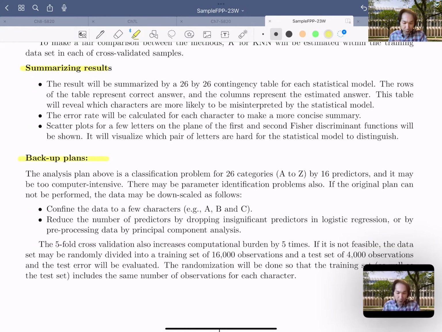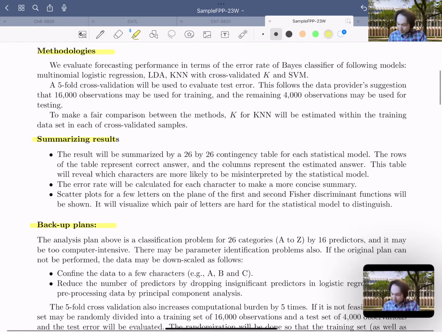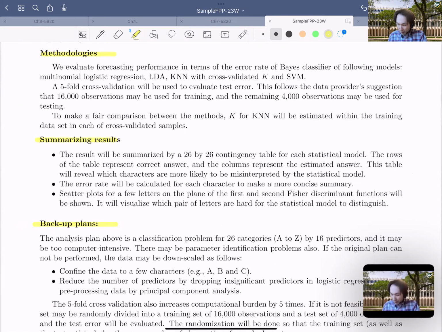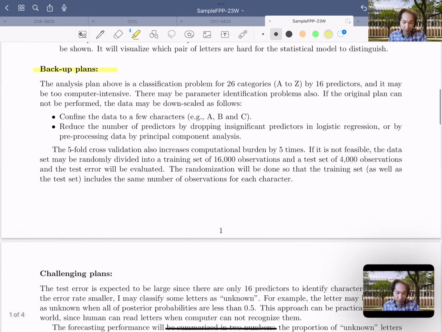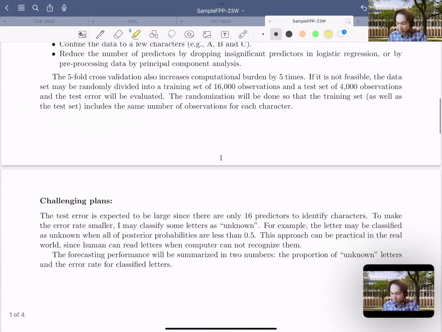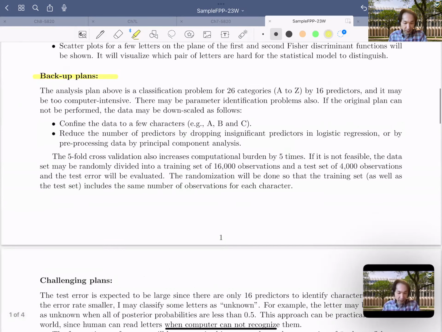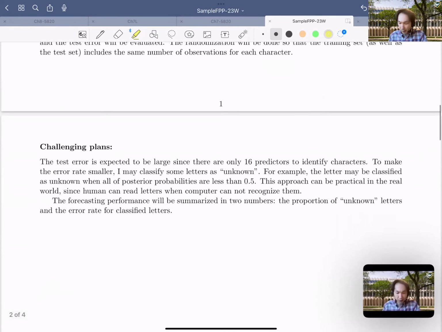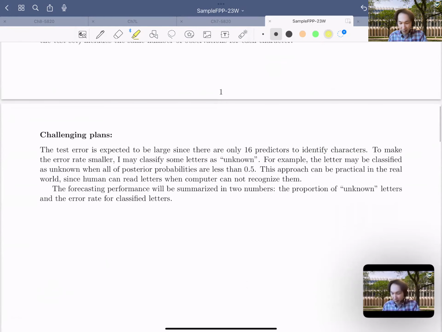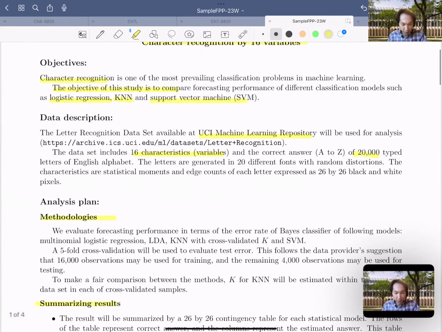This is not mandatory, but if you think the plan is too difficult or maybe too challenging, then you can set up backup plans. And anyway, you can change the plan when you are analyzing data, but you can plan if you have backup plans or challenging plans. These are optional, but you can just brainstorm the project.